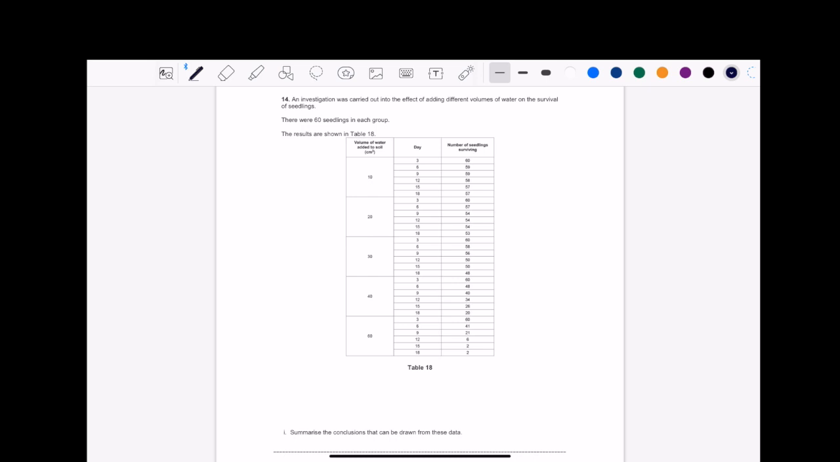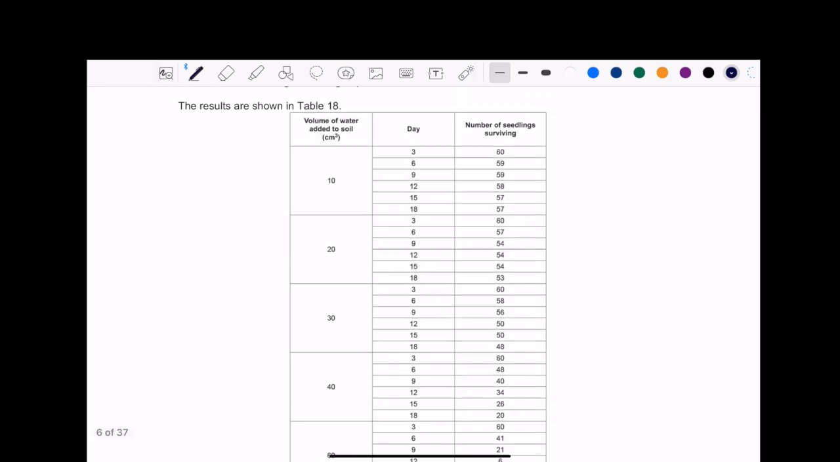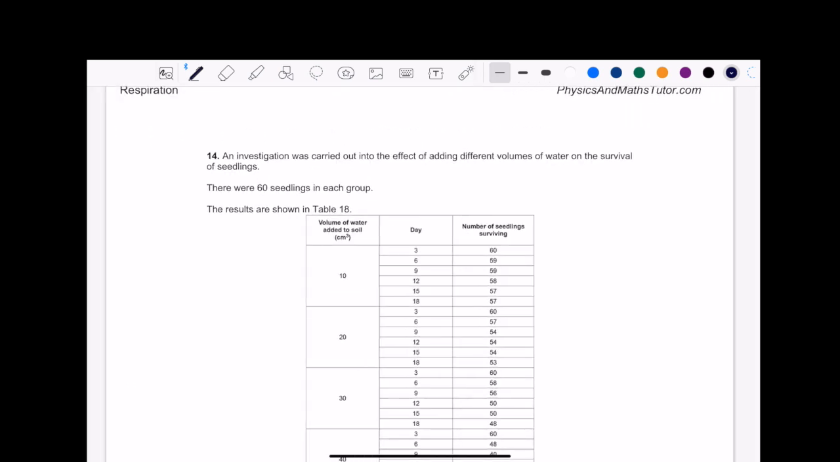So essentially, the question is basically saying summarize a conclusion that you can draw from the table or the data. A lot is going on, okay? A lot. However, let's just read the top just for context. So this investigation is all about the effect of adding different volumes of water on the survival of seedlings, and there's 60 in each group.